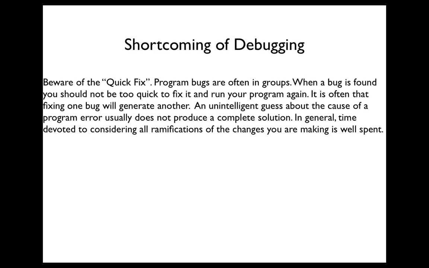One of the biggest shortcomings of debugging is known as the quick fix. Beware of the quick fix. Program bugs often come in groups. When a bug is found, you should not be too quick to fix it and run your program again. It is often the case that fixing one bug will generate another. An unintelligent guess about the cause of a program error usually does not produce a complete solution. In general, time devoted to considering all ramifications of the changes you are making is well spent.